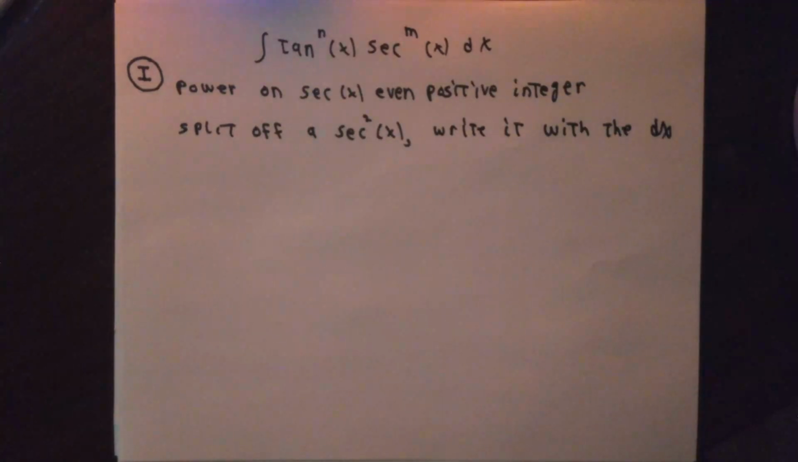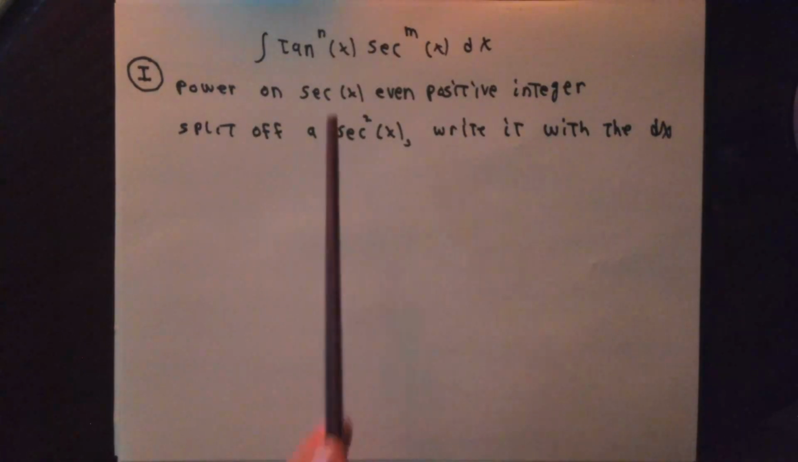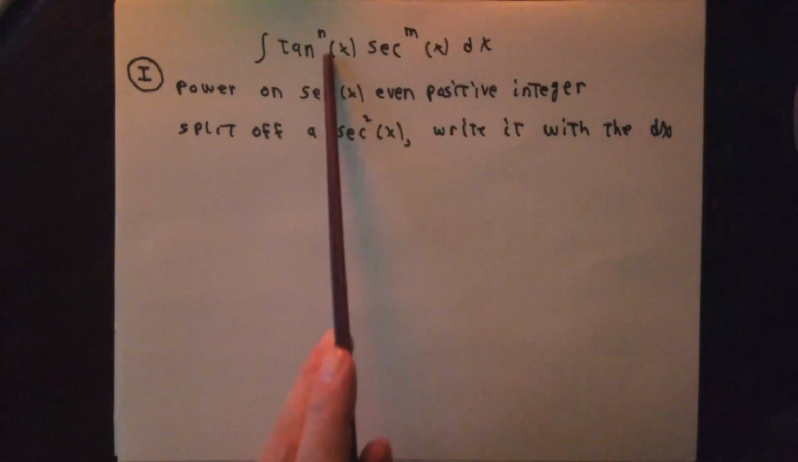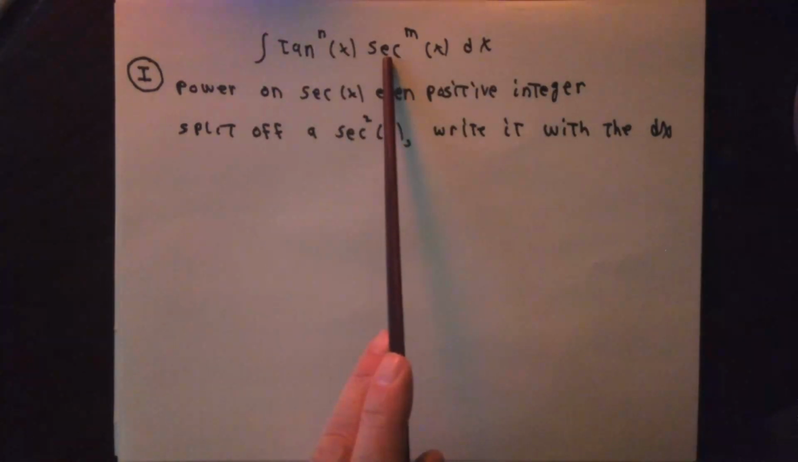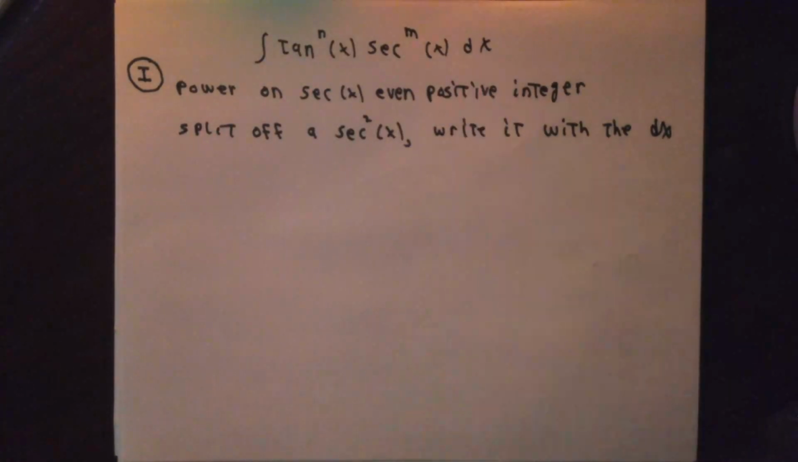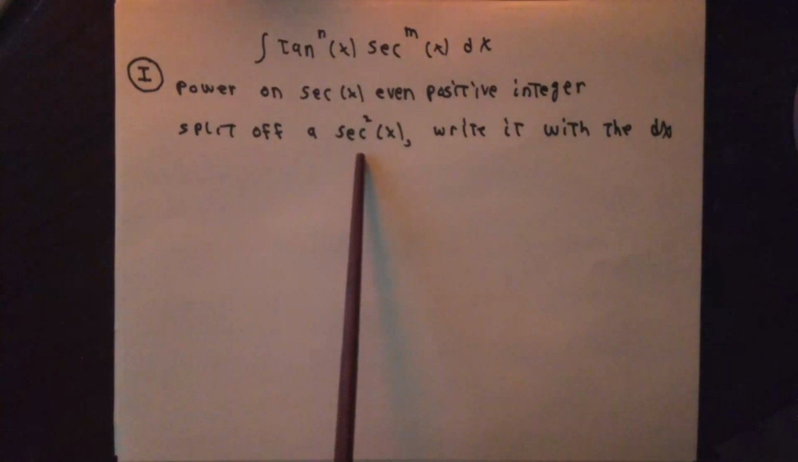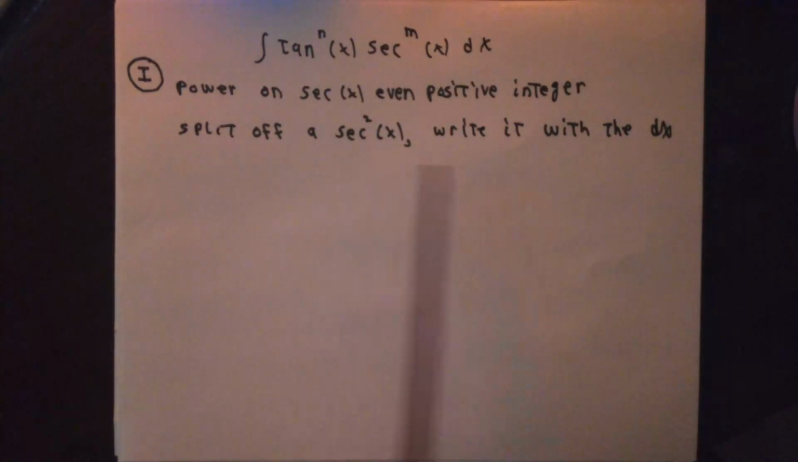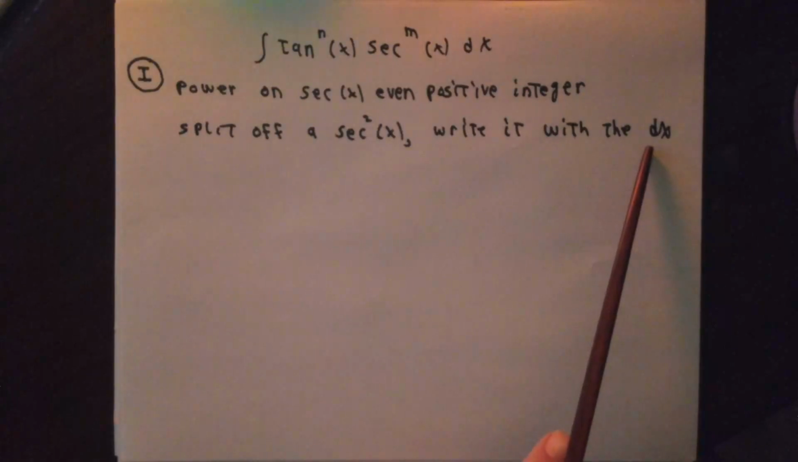The first of our new rules has to do with the integral of tangent of x to the n power times secant of x to the m power with respect to x. The first recipe is, what if the power on the secant is an even positive integer, an even positive whole number? The suggested recipe is to do this. Split off a factor of secant squared x and group it with the dx.